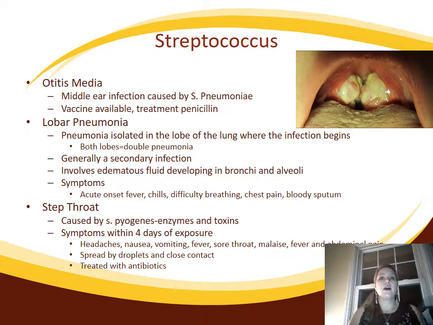Symptoms that you'll see are going to be acute onset fever, chills, difficulty breathing, chest pain, bloody sputum. And it involves edematous fluid that is developing in the bronchi and alveoli. So this buildup of fluid is causing that congestion and inability to breathe. And usually it shows up as a secondary infection.